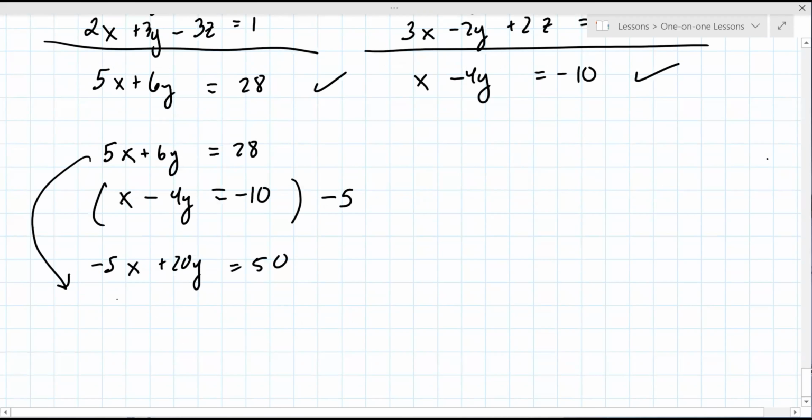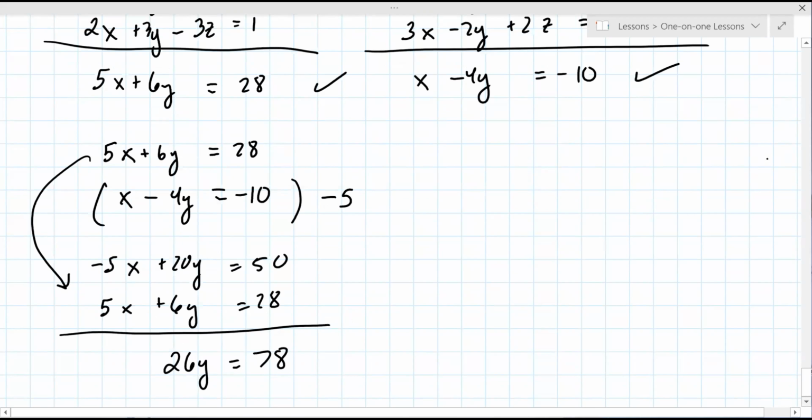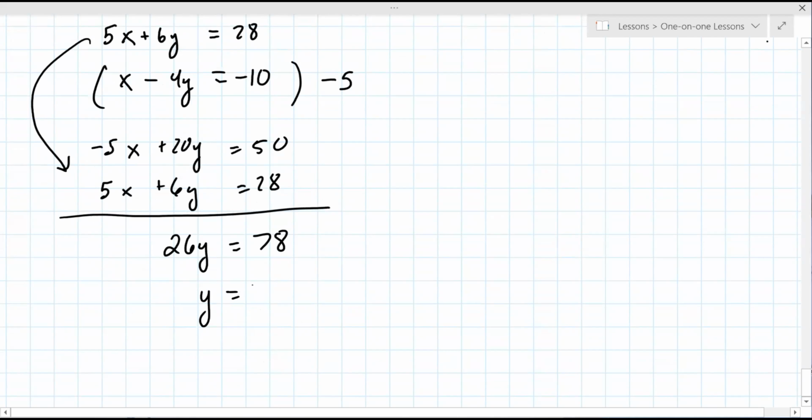I'm just going to bring this equation down. 5x plus 6y equals 28. When you add them up, you get 26y equals 78. So this is the important step here. You should get a nice number, and you do. If you don't get a nice number, you probably have made a mistake. You made a sign error, you didn't multiply everything, you kind of have to restart.